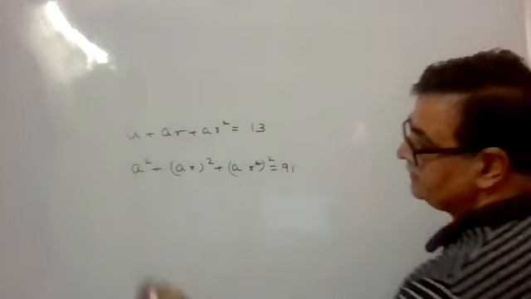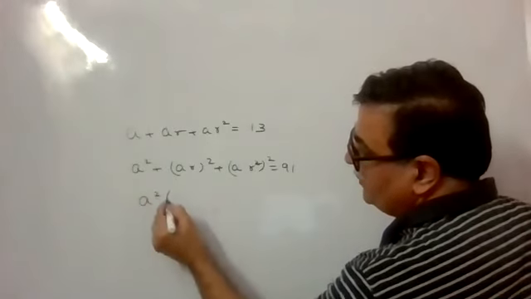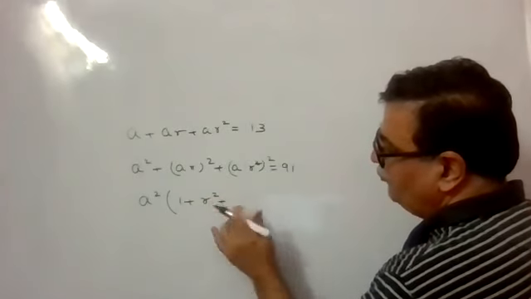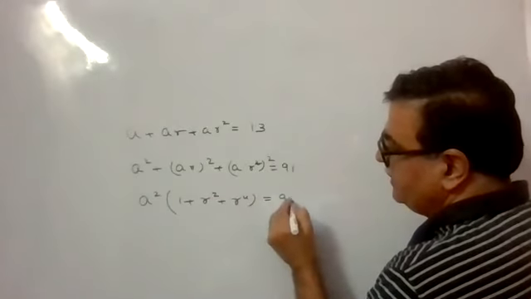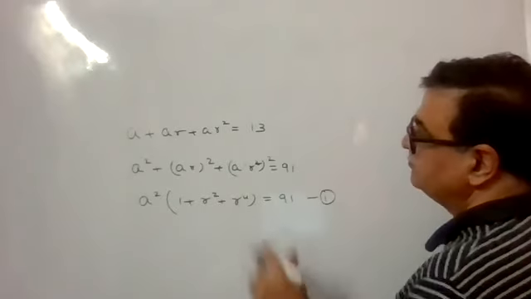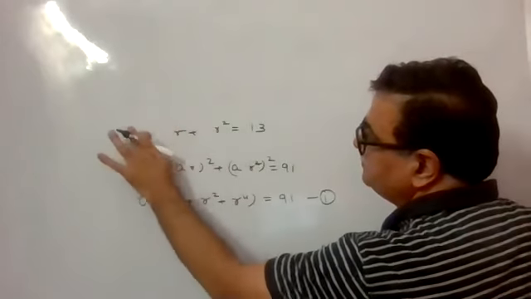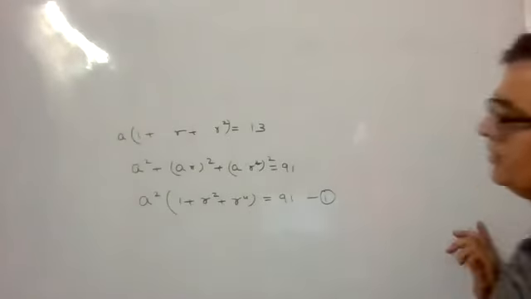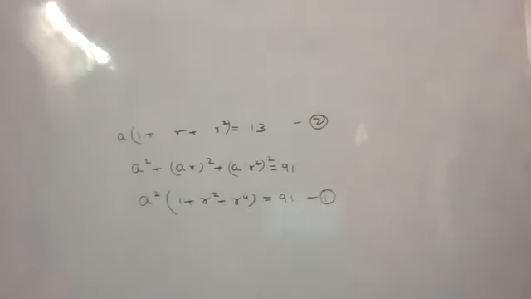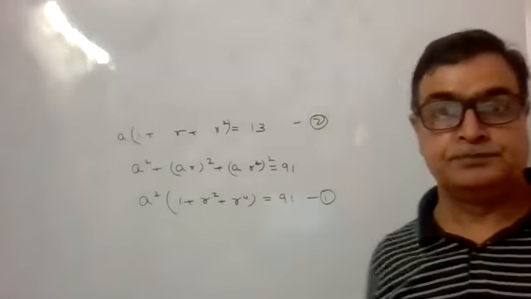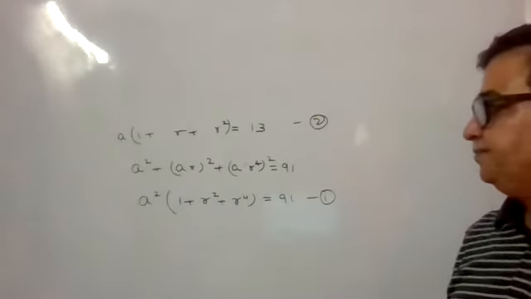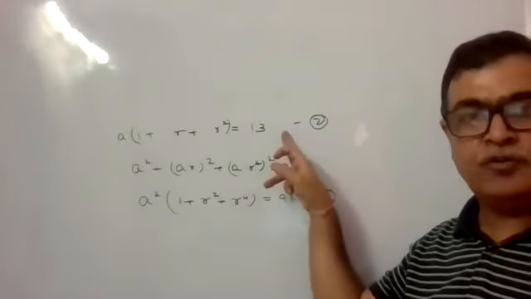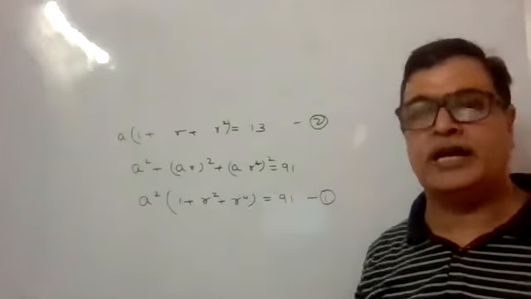Yes, what we do in this case, a square will be common here. 1 plus r square plus r power 4 is coming 91. And this gives a common, 1 plus r square is 13. So what should I do here? Divide them. Take square of it and then divide. Then a will cancel out, r to be calculated.